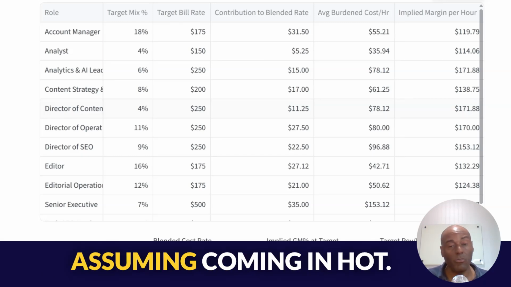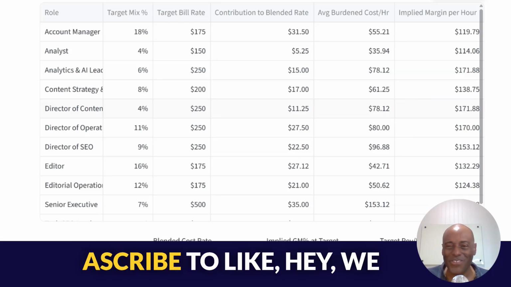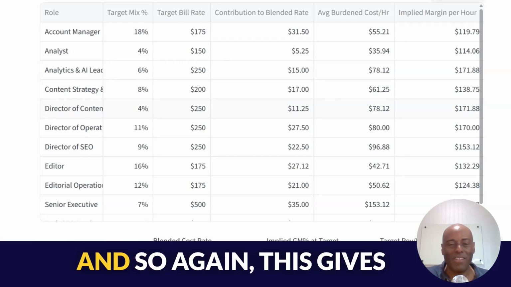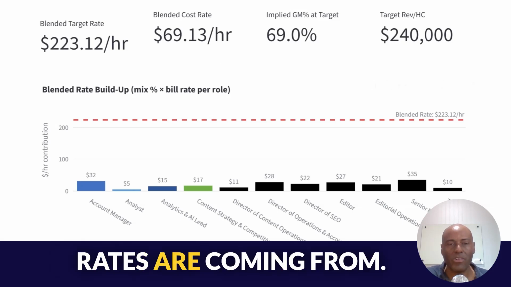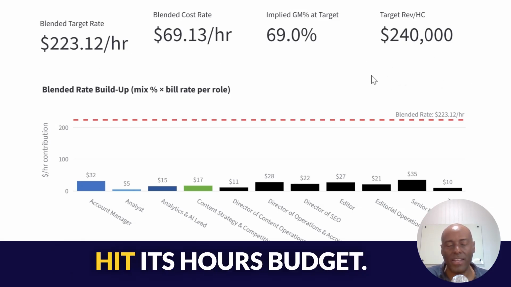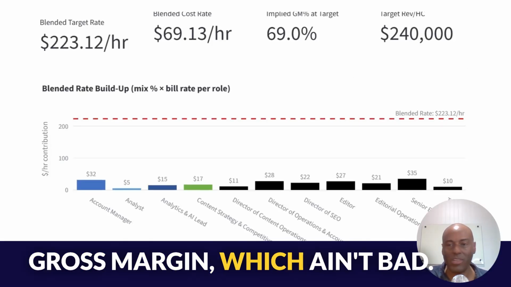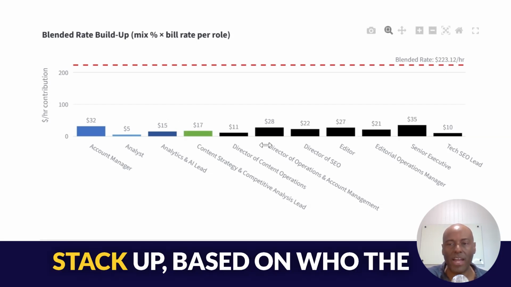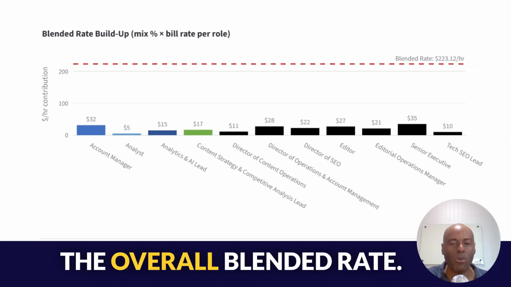But also, again, assuming coming in hot, don't know exactly where to start, if you subscribe to the idea of, hey, we've got to hustle and something is better than nothing, this is the approach. And again, this gives us a place to start. And down here, you can see where the blended bill rates are coming from. In this particular case, the target rate's 223. If everything hit its hours budgets, that would imply about a 69% gross margin, which ain't bad. And this shows you how the different elements in the blended bill rate stack up based on who the folks are and their own incremental components of the overall blended rate.